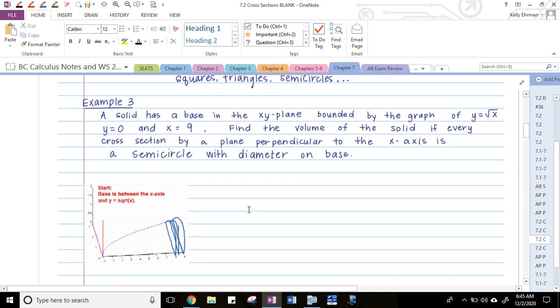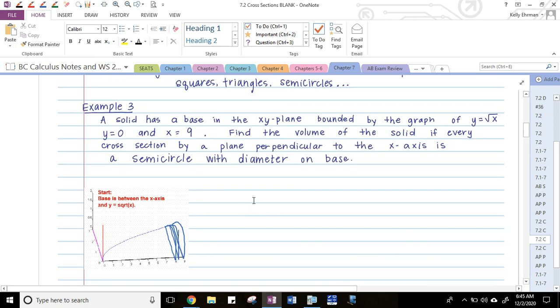We're looking at semicircles. So find the volume of the solid if every cross-section by a plane perpendicular to the x-axis has a diameter on the base. So the volume in general is going to be the integral from the x value 0 to 9 of the area, in this case the area of a semicircle, times whatever the thickness of that semicircle is.